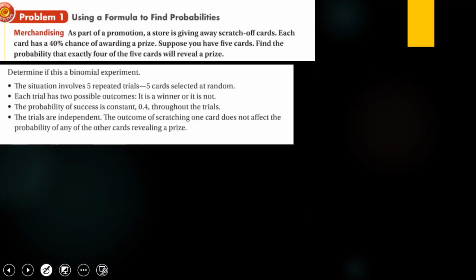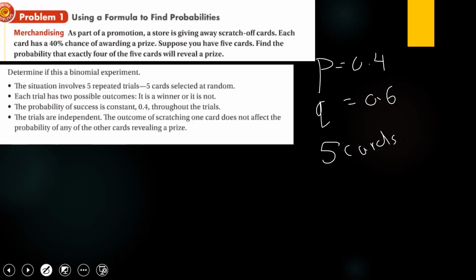So here we say the probability of getting a prize is 0.4, of failing is 0.6, as I told you. Now suppose you have 5 cards. So we have a fixed number of trials. Find the probability that exactly 4 of the 5 cards will reveal a prize. Now, some of you may say, teacher, in lesson 1 we talked about how many 4 cards of 5.